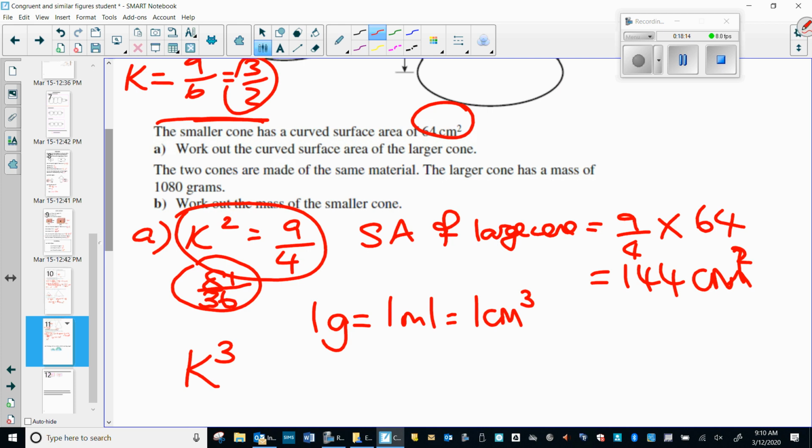Because we know the connection between centimeters cubed and grams. When it was centimeters, we established the value of K, because the two measurements they gave us were centimeters. When they started talking about area, surface area, they were in centimeters squared, so we needed to find the value of K squared. Now they're starting to infer that we need to look at cubic units. Therefore, we need to find the value of K cubed, because they talked about grams. And we know that 1 gram is equivalent to 1 centimeter cubed.